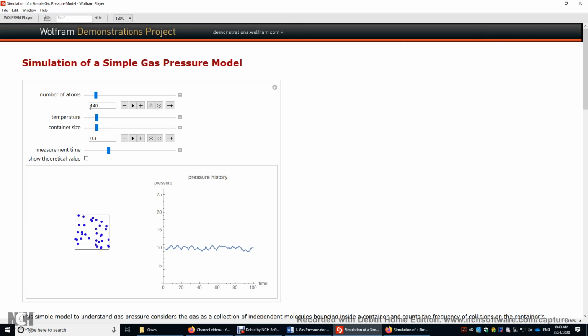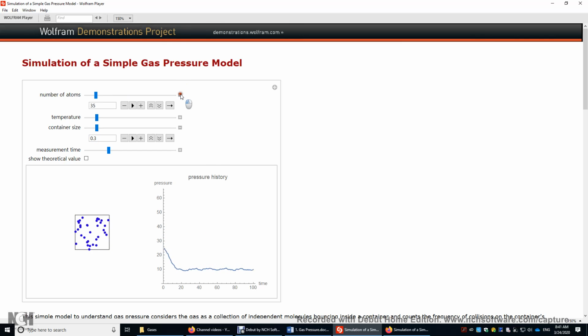I'll let you predict how the pressure will change. It goes up to roughly 40. So I increased the number of atoms fourfold. The pressure increases fourfold. Now I will reduce the number of atoms back to 35. The pressure drops back to 10.